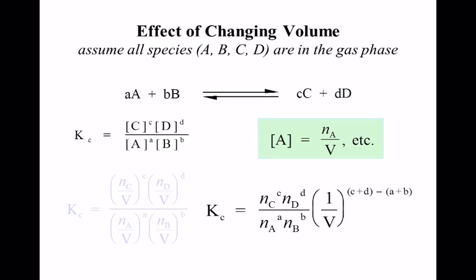We're combining the term 1 over V. If we pull that out of the molarity term, we need to recognize that we're taking 1 over V times the quantity raised to the power c plus d minus, because they're in the denominator, a plus b. Okay, so that's all over here. This is a proof again. There's one quick statement to show you the effect of changing volume on an equilibrium like this.